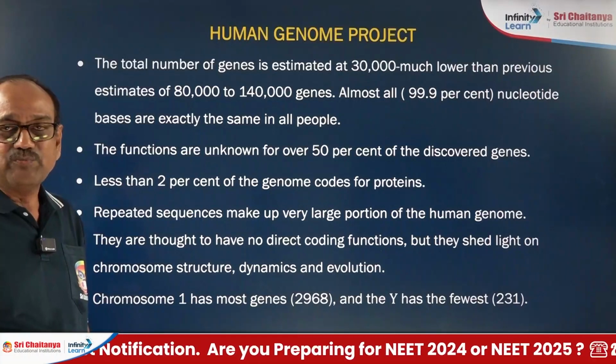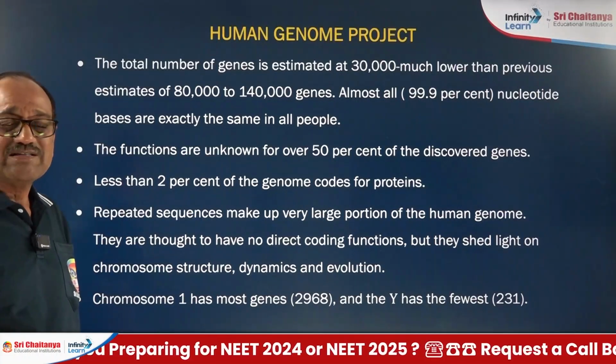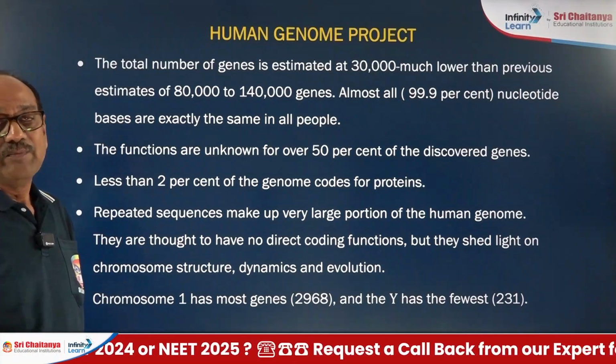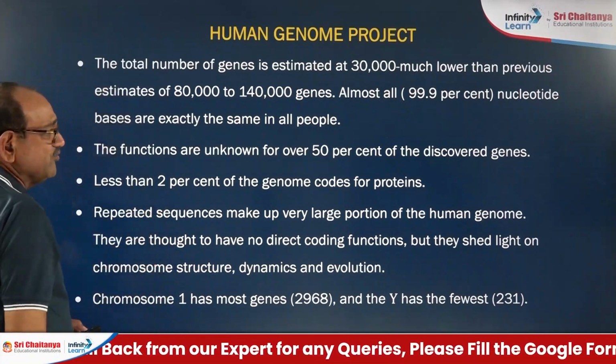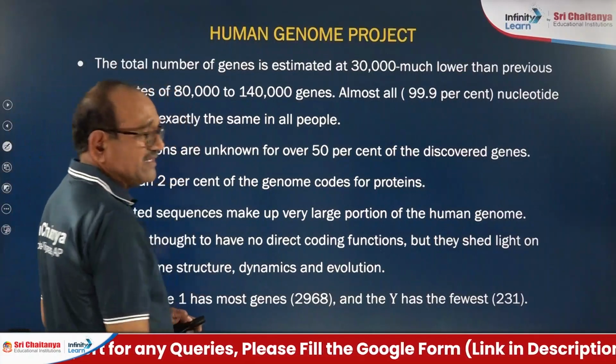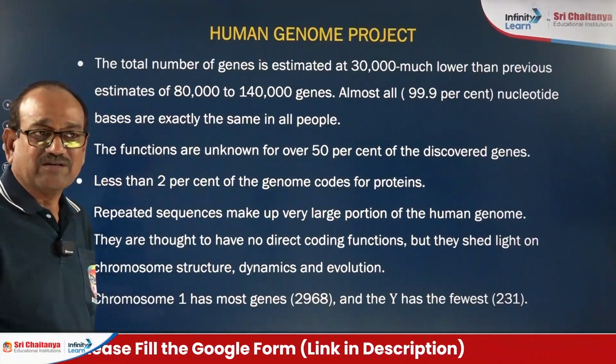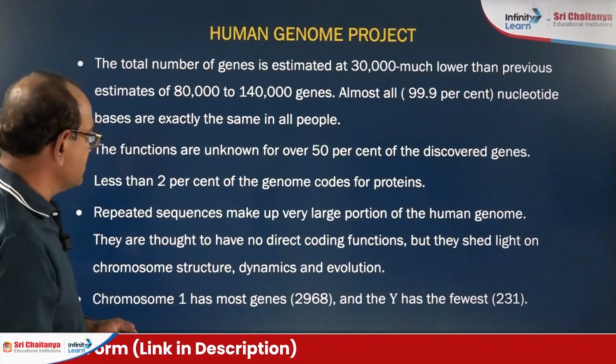The difference is only 0.1%. And what is the significance of the difference, how it is possible, we will see in the next session. The functions are known for only over 50% of discovered genes. That is, for the remaining 50% of genes, the function is not known to us.